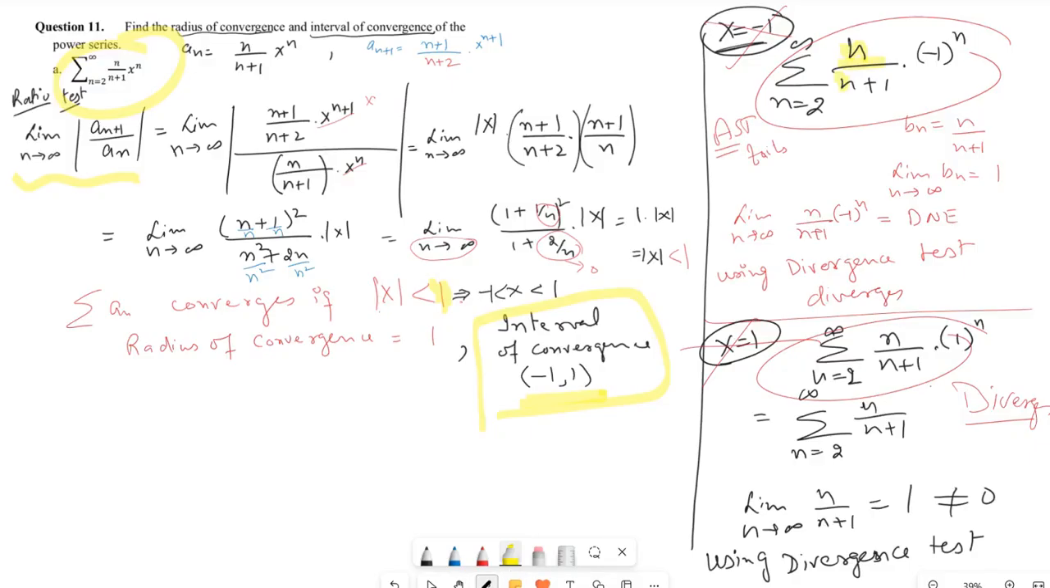So how do you start? You start by finding the radius of convergence using the ratio test. We found that the series is convergent if the absolute value of x is less than 1. That gives me the radius of convergence and the interval of convergence. At the endpoints, you need to check separately. I did check, and at both endpoints the series is divergent. So the endpoints are not included.